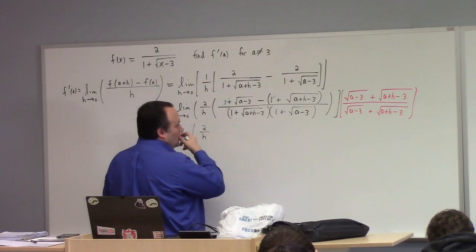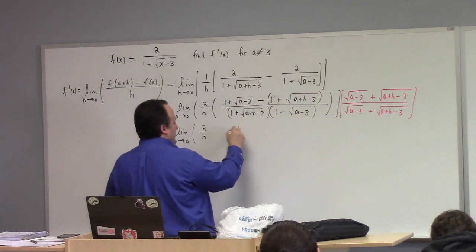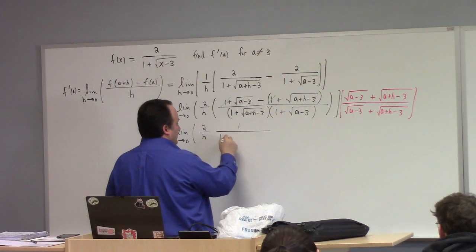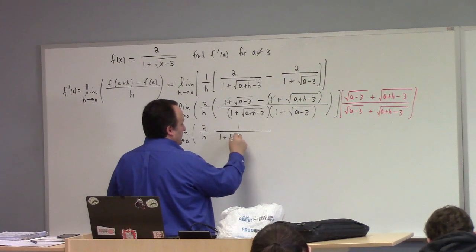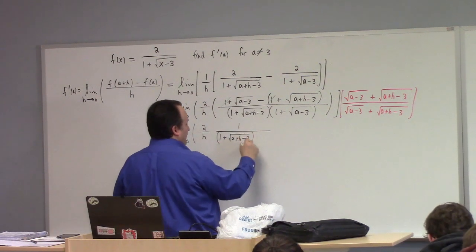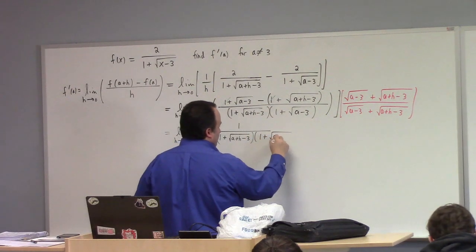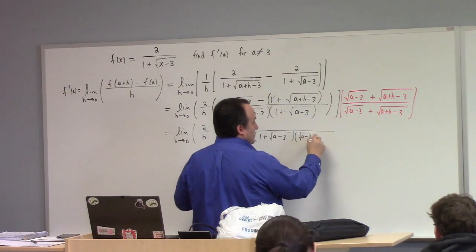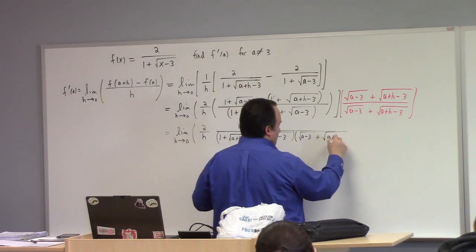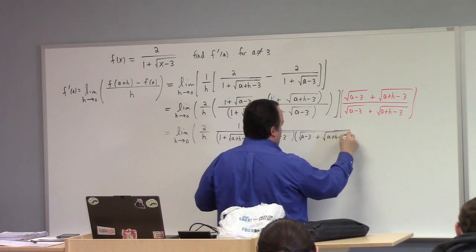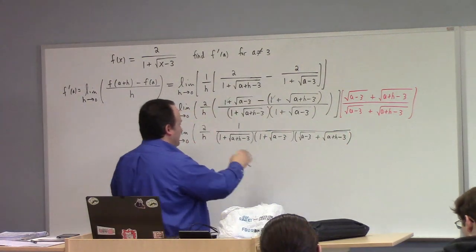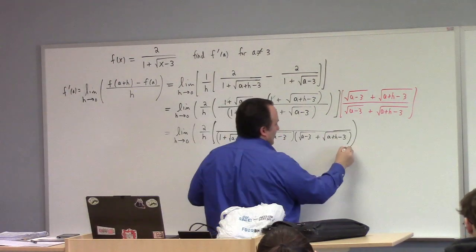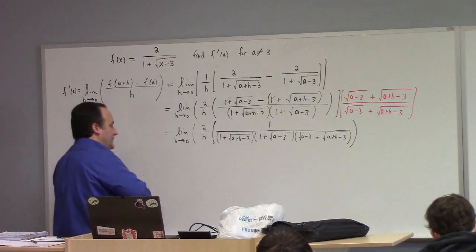And I'm just going to go ahead and put the denominator stuff out here too. So I've got 1 plus the square root of a plus h minus 3 times 1 plus the square root of a minus 3 times the square root of a minus 3 plus the square root of a plus h minus 3. All that denominator stuff, I just put it there. All right. So I'm just going to focus solely on what remains.